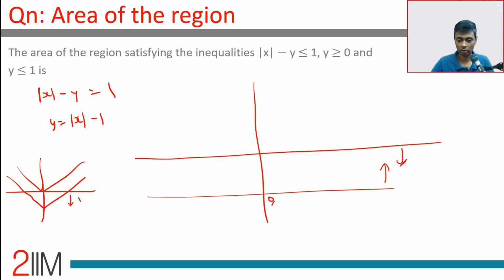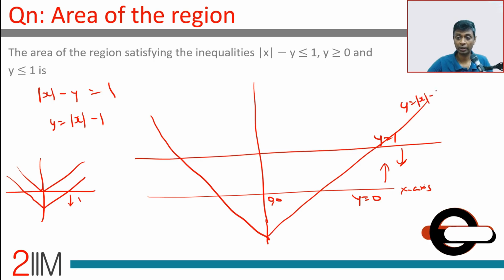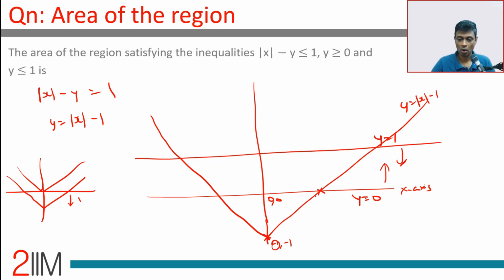So this is (0, 0). This is the x-axis, a line y equal to 0. This is a line y equal to 1. We're talking about this band here. Inside that band sits this y equal to |x| − 1 line. So this point will be (0, −1). Put x equal to 0, y will be −1. When will y be 0? When x is 1, (1, 0), or x is −1, (−1, 0). When will y be 1? So 1 equals |x| − 1. |x| should be 2, (2, 1), or (−2, 1).